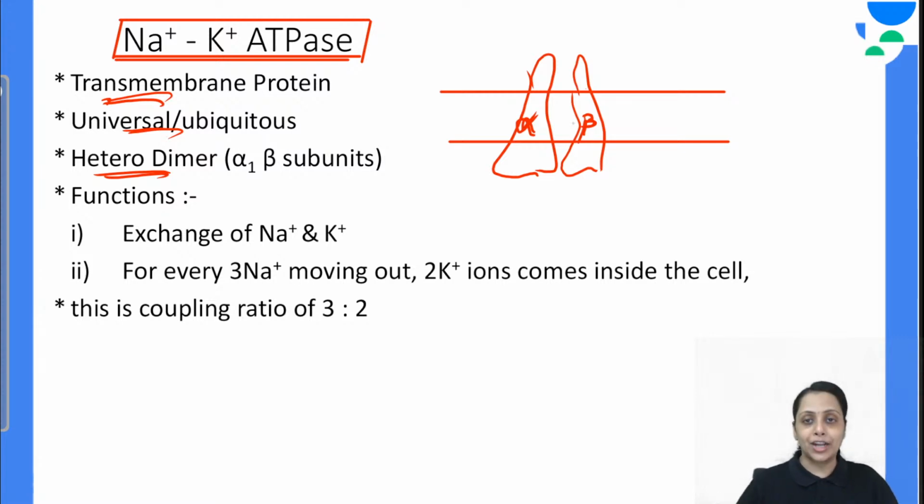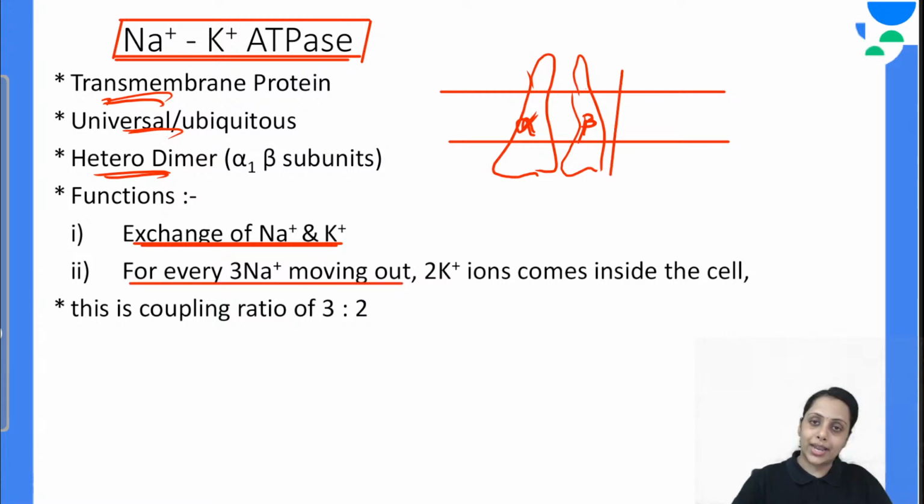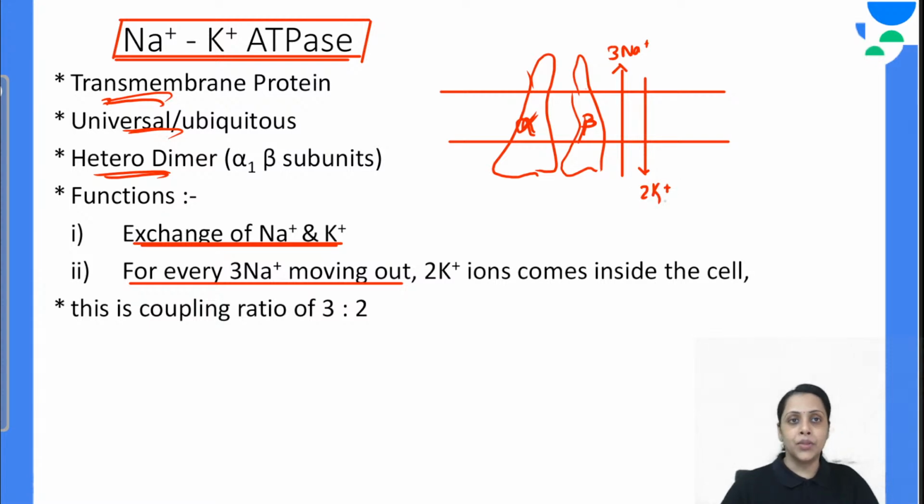So now coming to the function of the sodium potassium pump. The sodium potassium pump is responsible for the exchange of sodium and potassium. What does it do? It moves 3 sodium outside and 2 potassium inside. 3 sodium is pushed outside and 2 potassium is pushed inside the cell. So this is the basic role of the sodium potassium pump. The coupling ratio of this pump is 3:2.